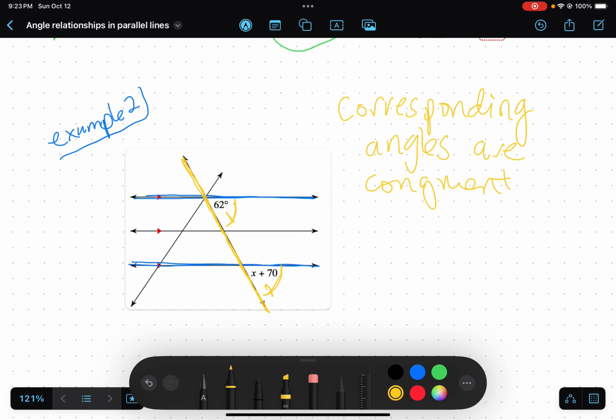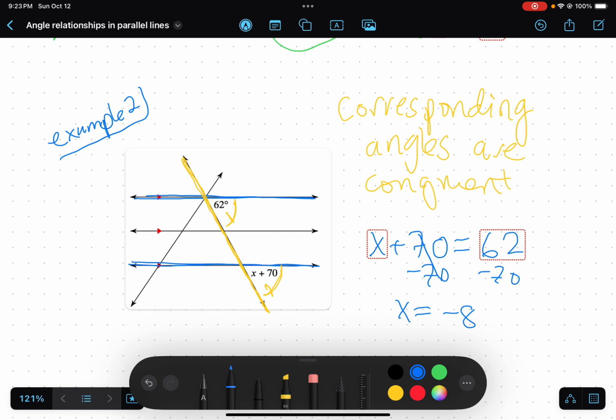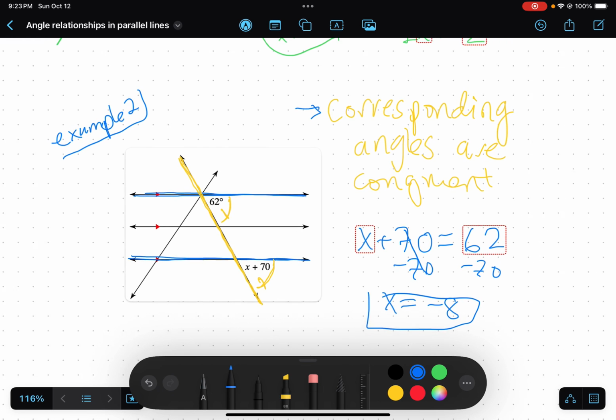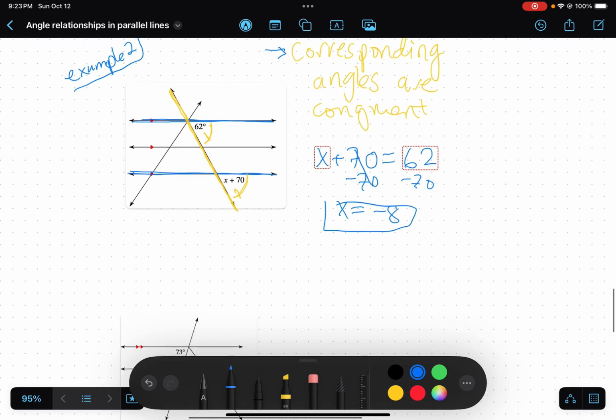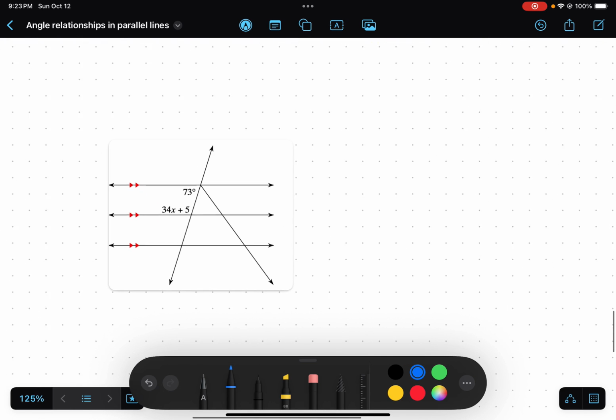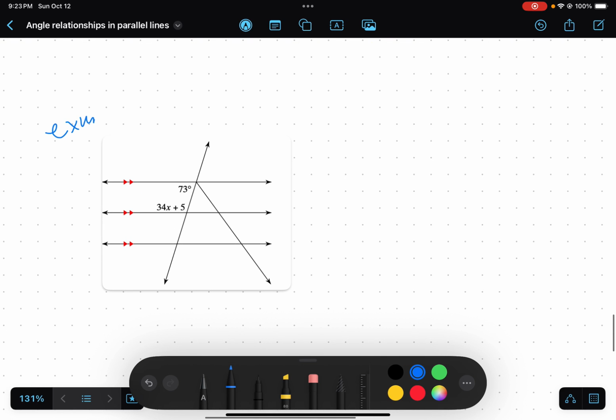So I'll solve it the same way. x plus 70 equals 62. Subtract 70 from both sides, so x equals -8. The hard part is really identifying the relationship in the beginning. Let's do one more with a different relationship, and then we'll practice it more in class. So here's example 3.